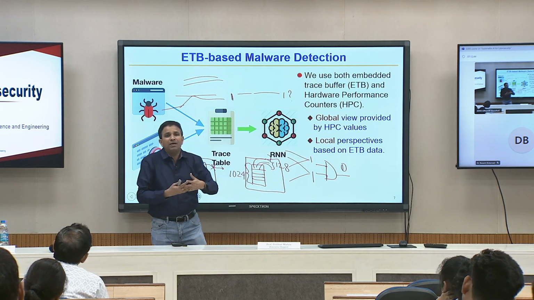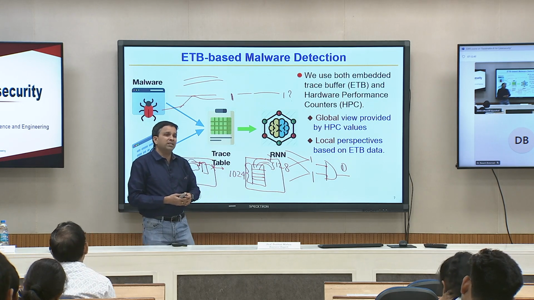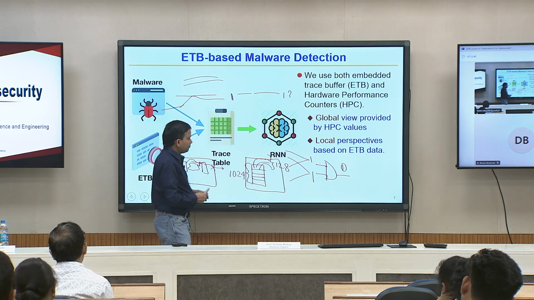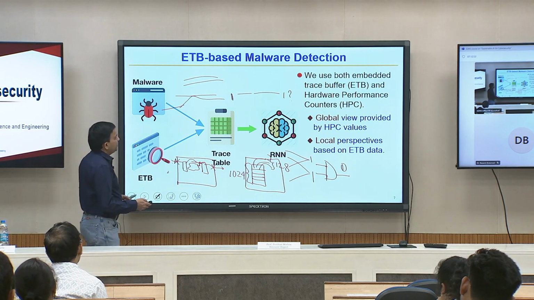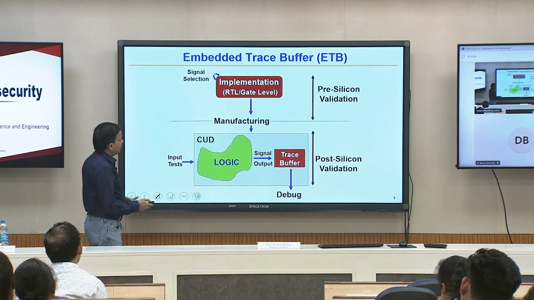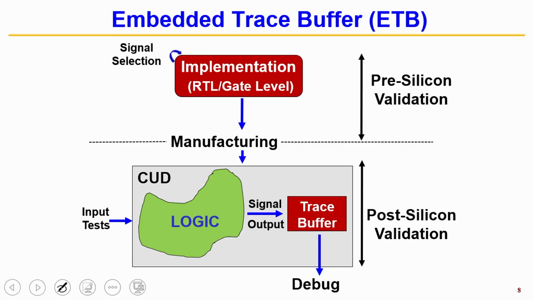If you can combine them right, then malware detection would be ideal. That is basically what it tries to do, and a machine learning model makes use of it. And the trace buffer, this is what I talked about, this is the full story. When you design something, of course you verify, but after you manufacture, you have the scan chain, which I did not show here.